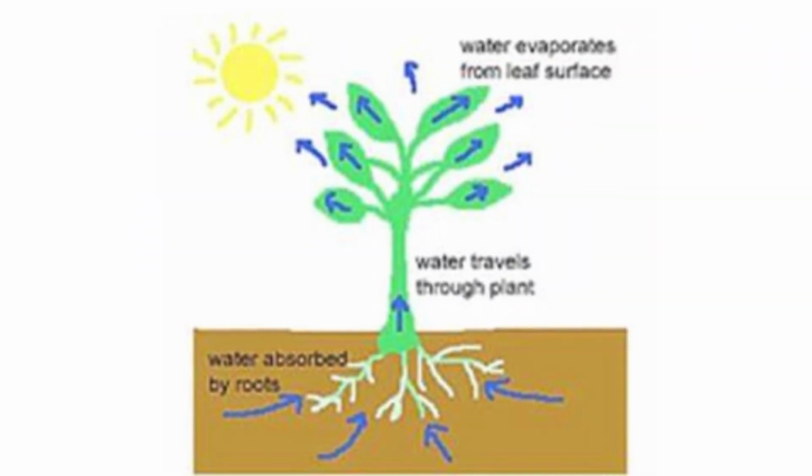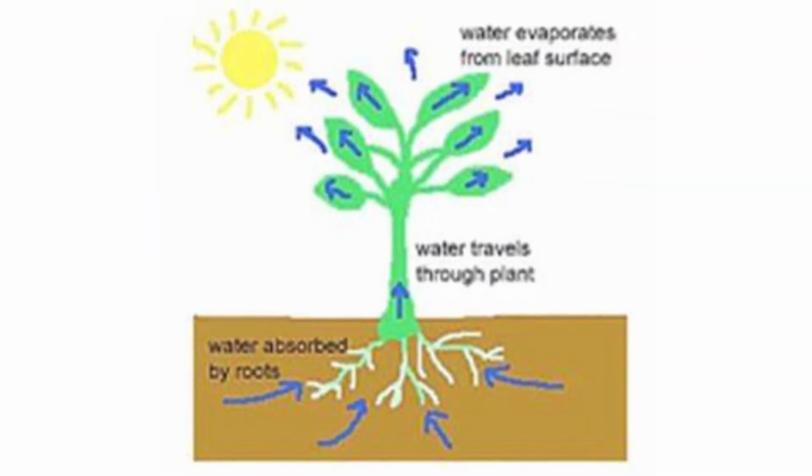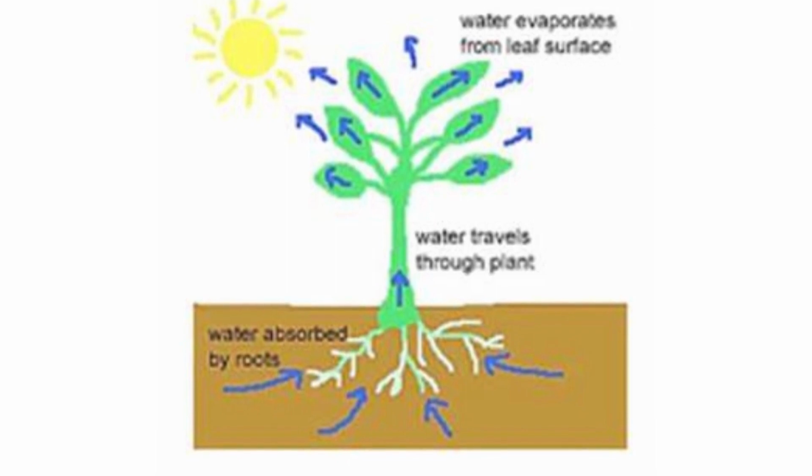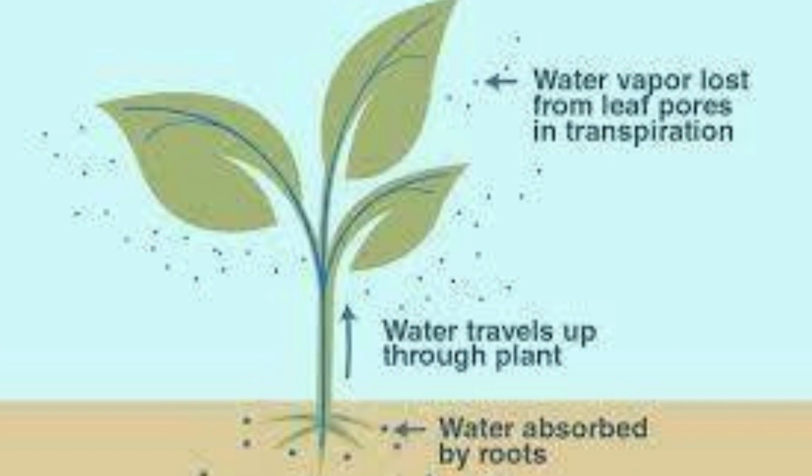From this activity, we see that water moves up the stem. In other words, stem conducts water. Just like the red ink, minerals dissolved in water also move up in the stem along with water.